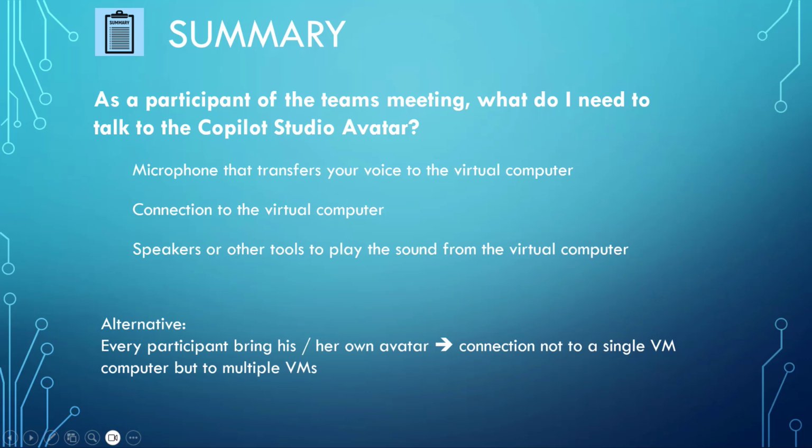An alternative is, of course, instead of bringing one single avatar that everyone can talk to, you can also allow people to bring their own. So everybody comes with their own virtual machine and avatar, and everyone can just talk to their own. And you can decide whether everyone in the meeting should hear the sound, or that only the person bringing their own avatar hears the sound from their own avatar. I hope you get this message. So you have here a bit of flexibility how you can set this up.